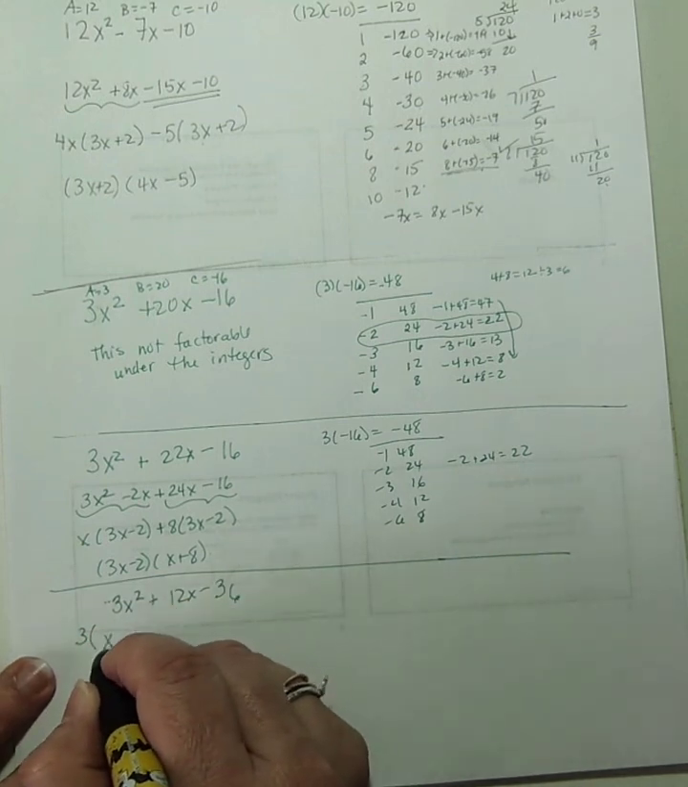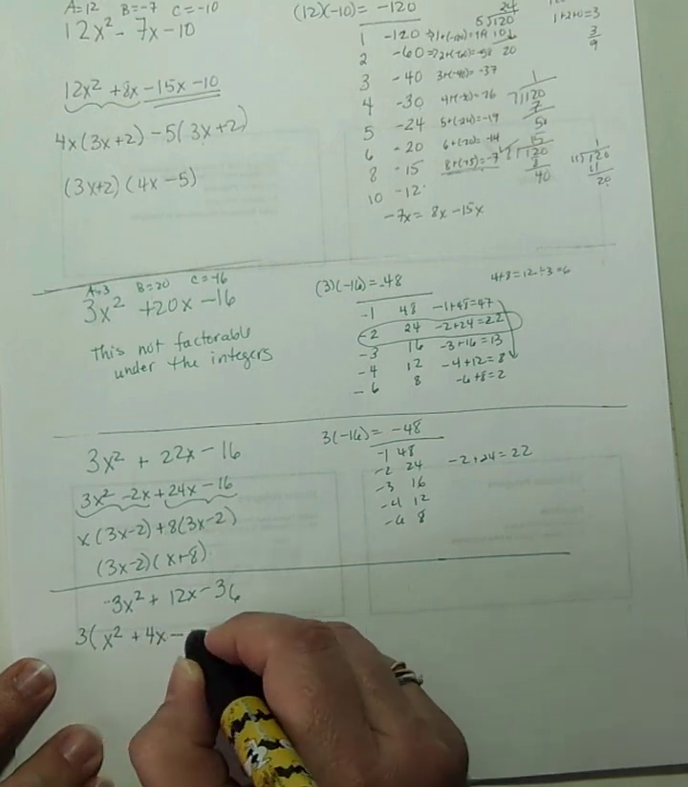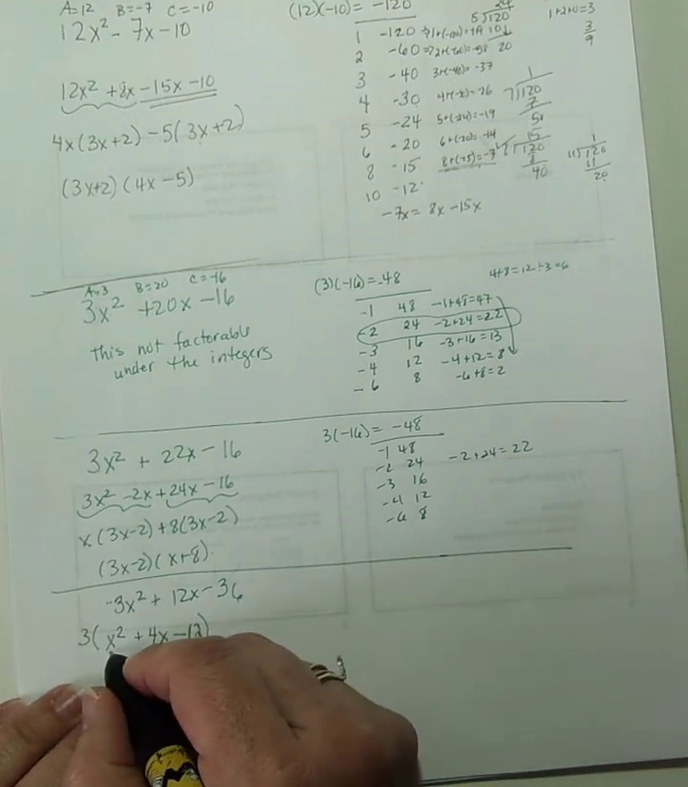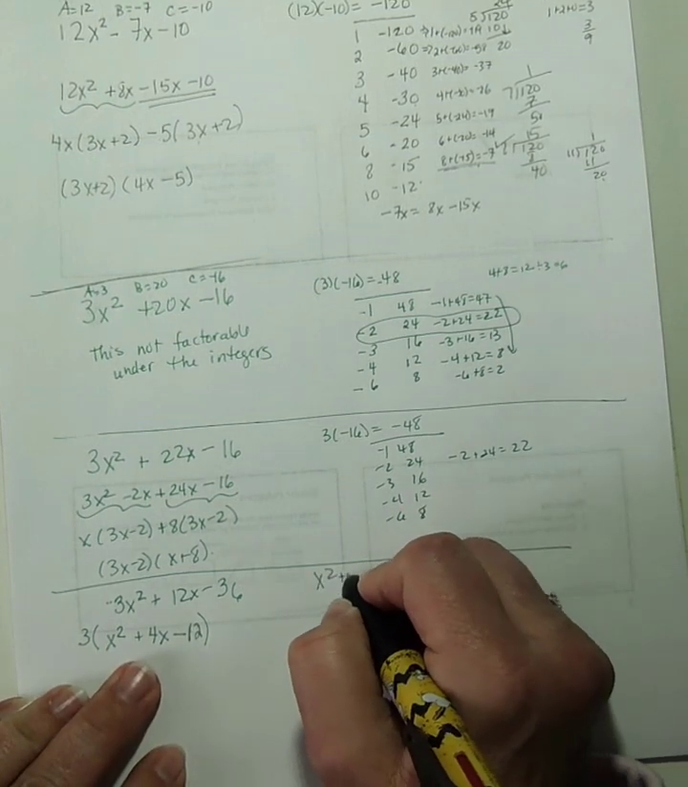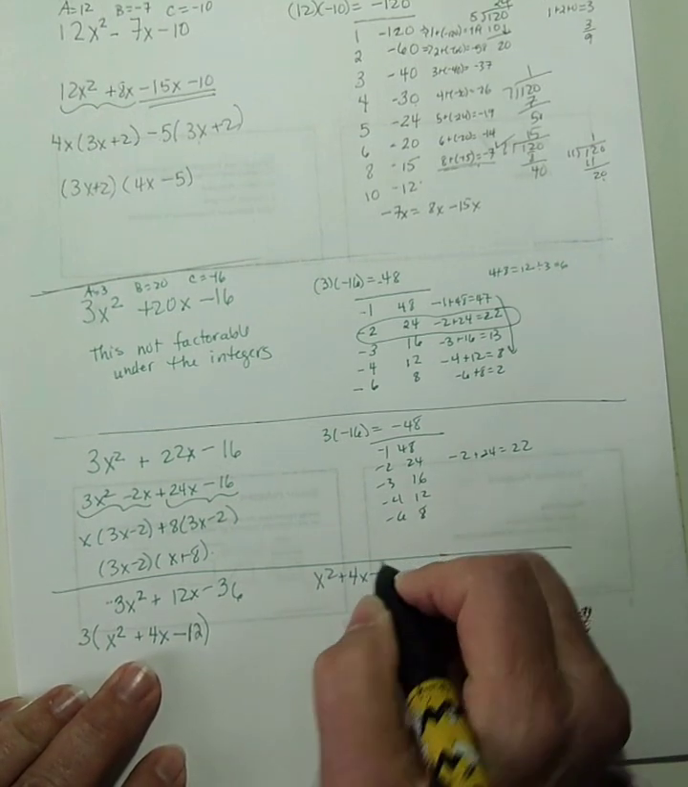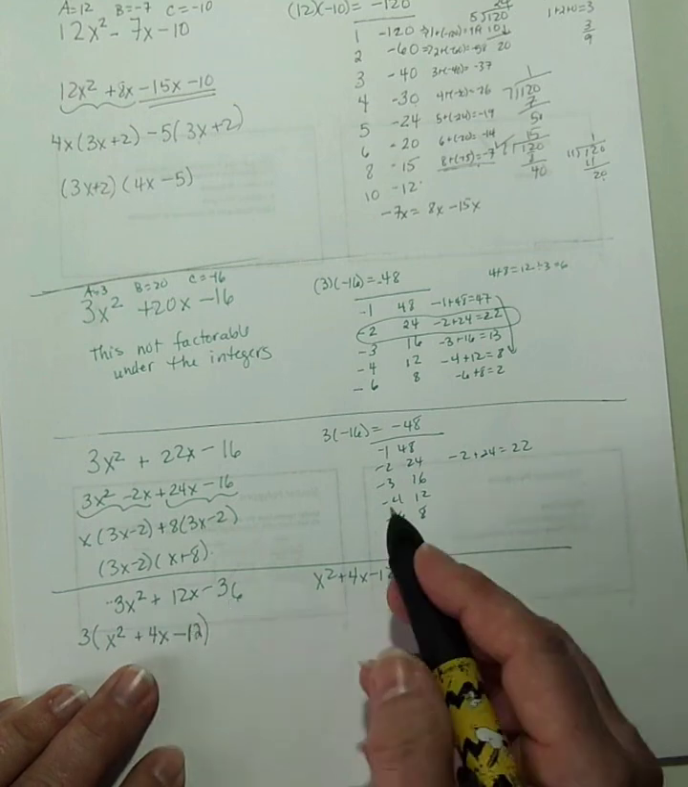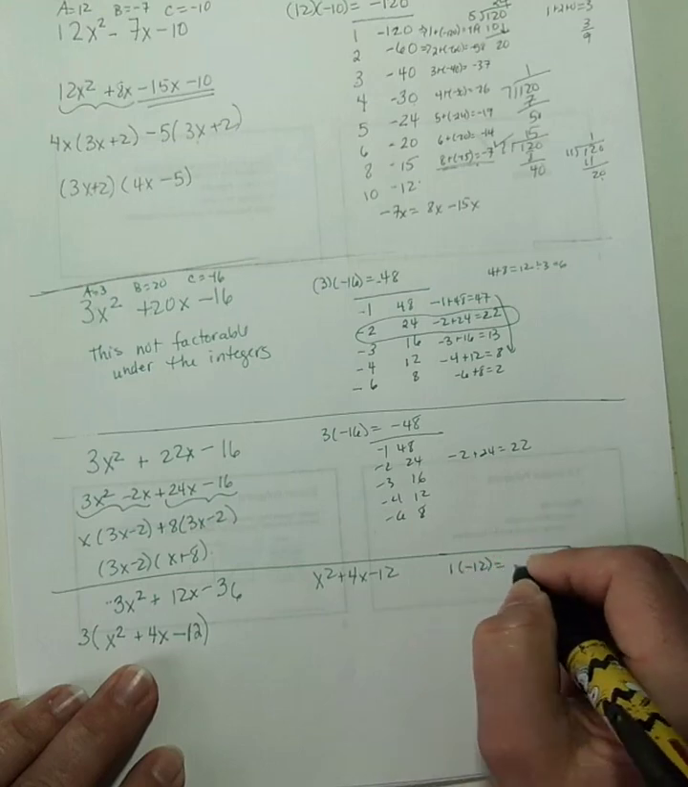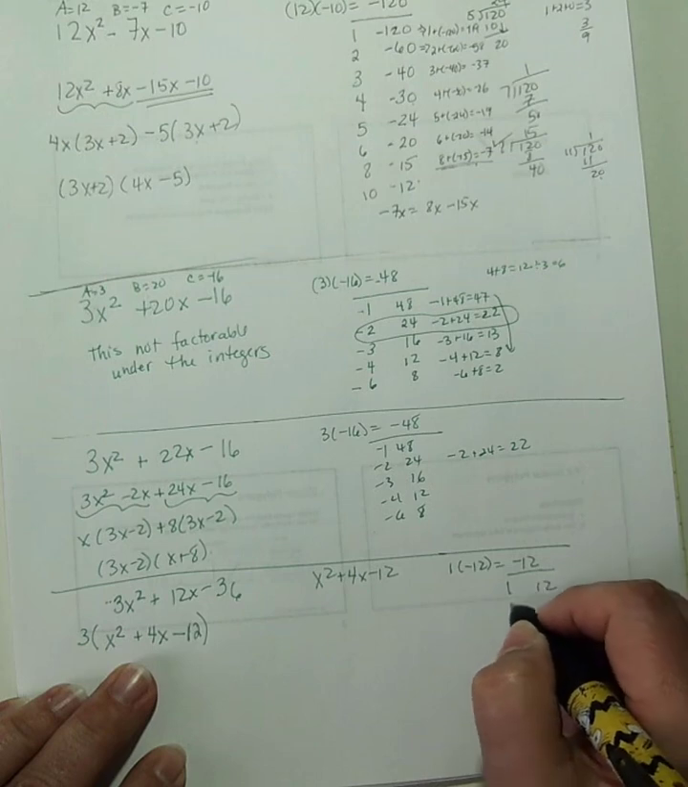So if I factor out a 3, I'd be left with x squared plus 4x minus 12. So now I'm looking at factoring this right here. So I'm looking at factoring x squared plus 4x minus 12. A lot better, smaller numbers than 3 times a negative 36. Now I have just 1 times negative 12. So I look at factors of 12.